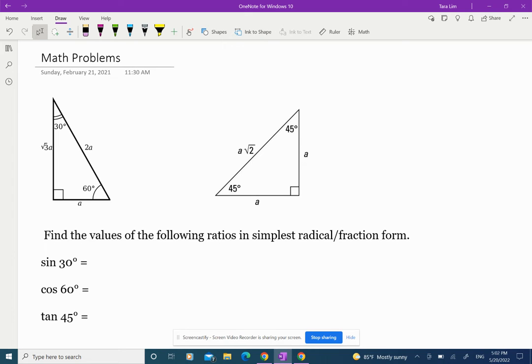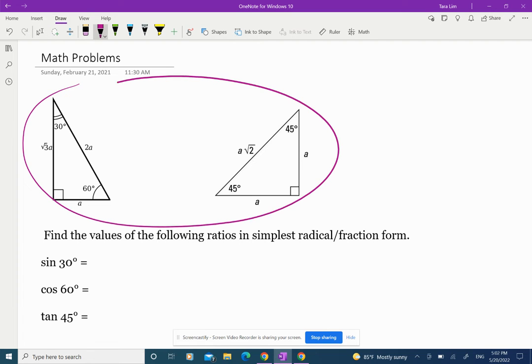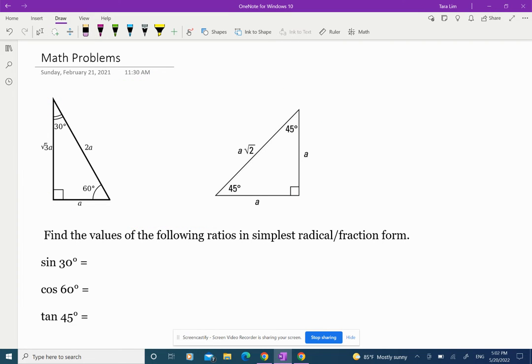So in this video, I'll be talking about how to solve for some simple ratios without using a calculator in trigonometry. Before we get started, let me first explain what these two are.